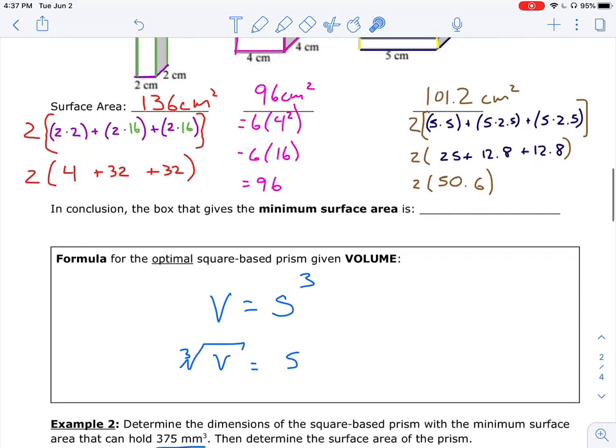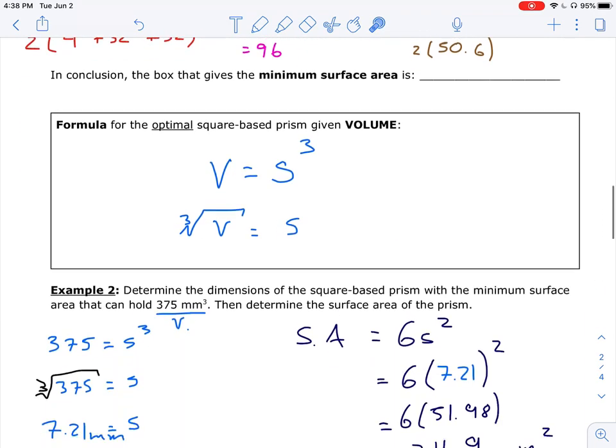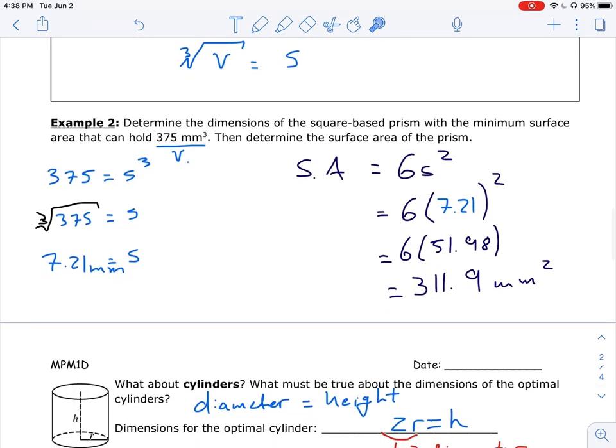So the optimal square base prism formula would be our volume is equal to the side length cubed. In order to find the side length and we're given the volume, we simply take the cube root of the volume to give us our side length. So determine the dimensions of the square-based prism with the minimum surface area that can hold 375 millimeters cubed. Then determine the surface area of the prism, right? So it's asking us, okay, find the minimum surface area that can hold this much, and then what is the surface area?